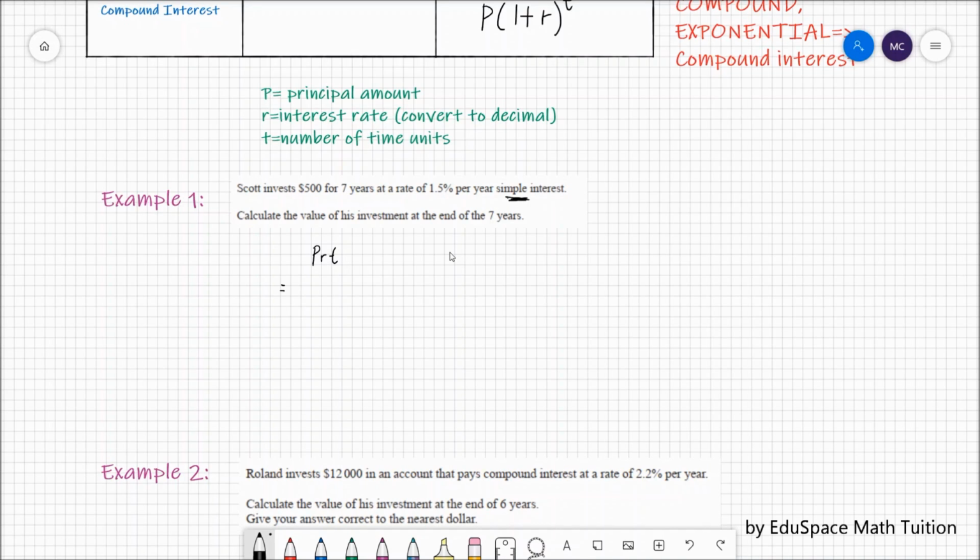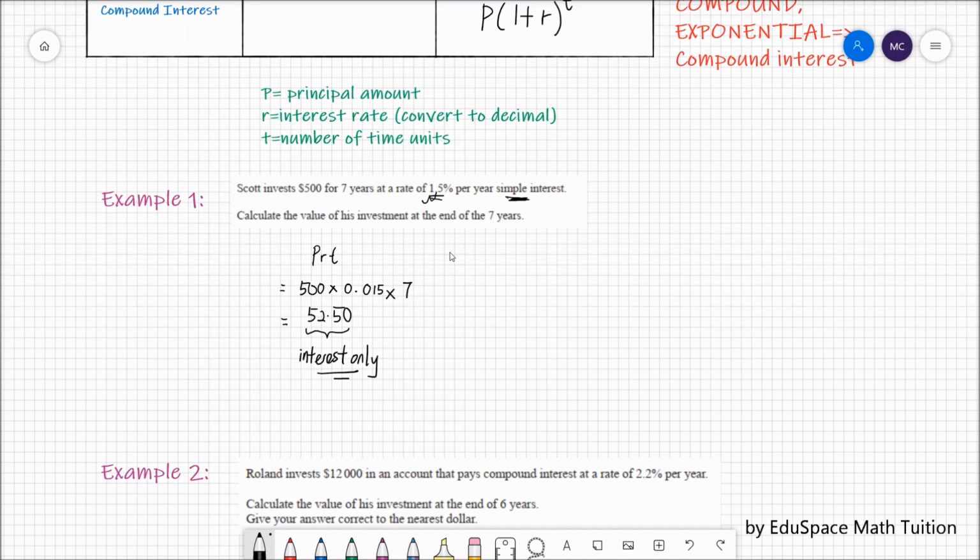So in this case, P is the principal amount, which is 500, and then we need to multiply with our rate, which is 1.5%. However, we need to convert this into a decimal, so we move the decimal point 2 digits to the front, giving 0.015, multiplied by the time, which is 7 years. If I use the calculator, I should be getting around 52.5.